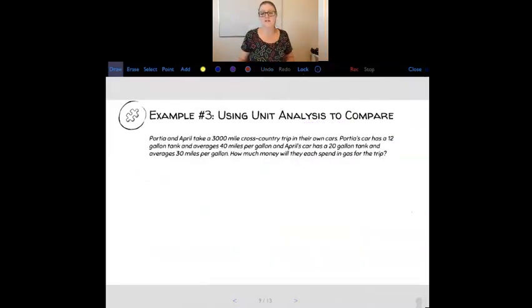Example 3, using unit analysis to compare. So Portia and April take a 3,000-mile cross-country trip in their own cars. Why they're driving separate? Not sure. Portia's car has a 12-gallon tank and averages 40 miles per gallon, and April's car has a 20-gallon tank and averages 30 miles per gallon. How much will they each spend in gas for the entire trip?